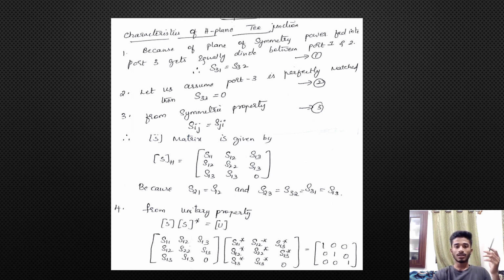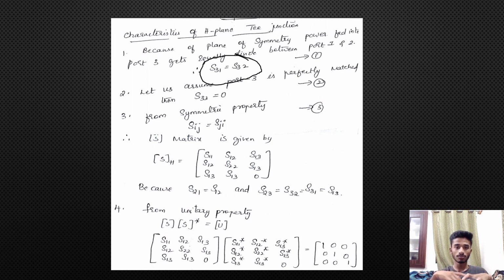Because of the plane of symmetry, power fed into port 3 gets equally divided between port 1 and port 2. So we're gonna write S31 is equal to S32. Okay, so S31 is equal to S32. Both are the same because the power is divided equally between port 1 and port 2.